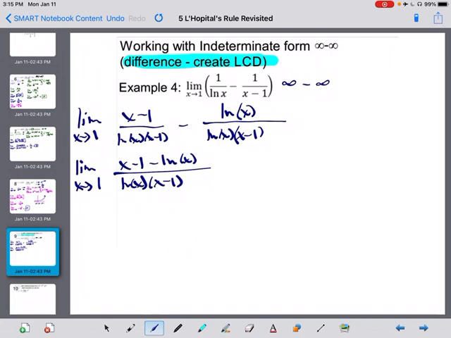And now I will start working on whether or not, now that I have a fraction, I should be able to use L'Hôpital. Let's plug into the top. In the top, if I plug in, that's 1 minus 1, which is 0, minus 0, so that's 0. And plug into the bottom, the natural log of 1 is 0, and then 1 minus 1 is 0, so this is going to be 0 over 0. So L'Hôpital is going to apply.